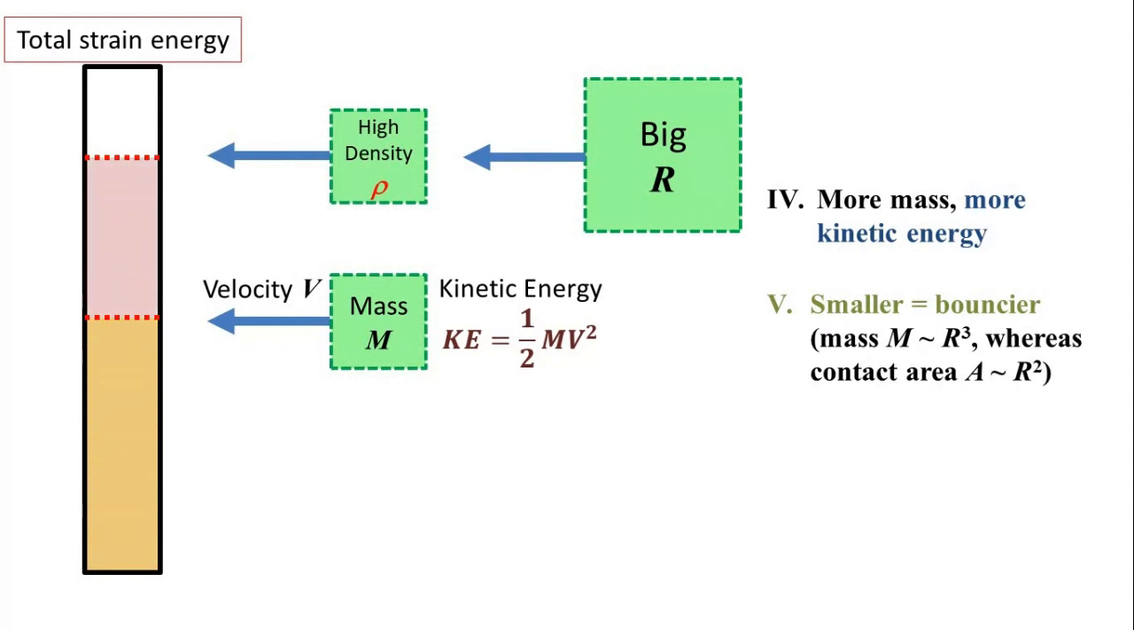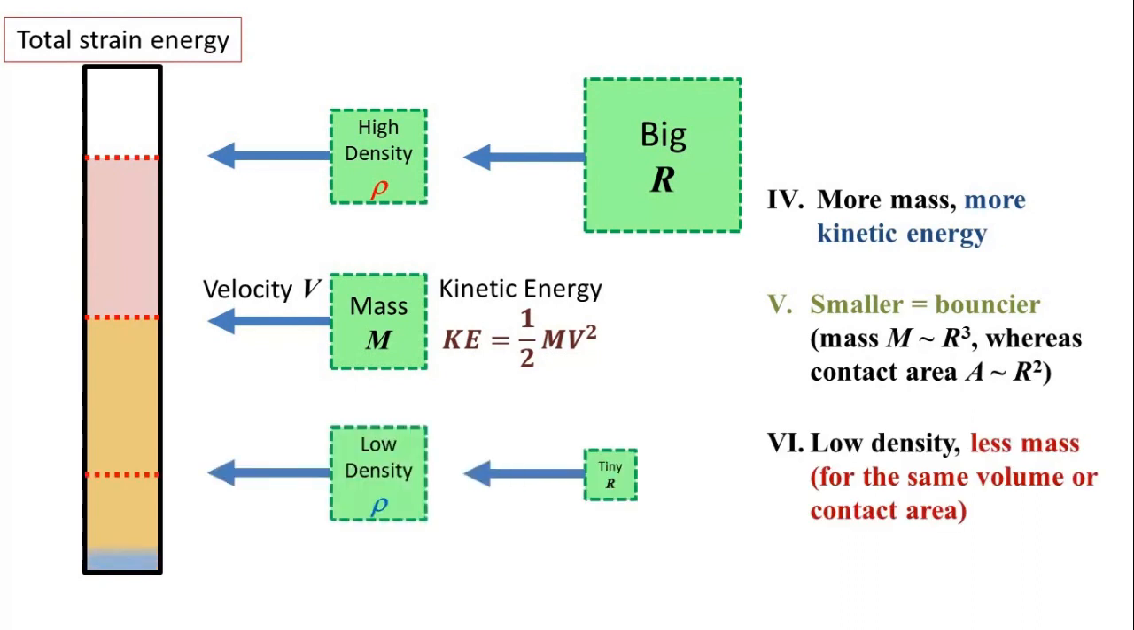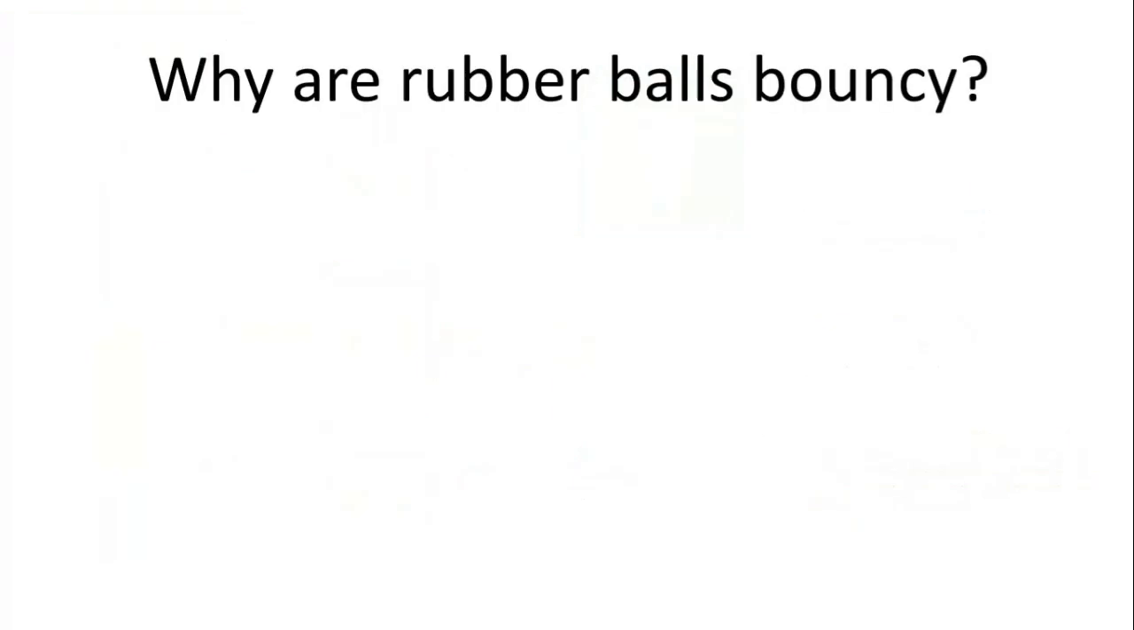That's why small metal ball bearings will bounce all over the place, while larger metal balls will damage themselves or whatever they hit. Lower density will reduce the mass of the object for the same contact area, and thus will also make it bouncier. So these are the reasons that rubber is used for toy bouncy balls.